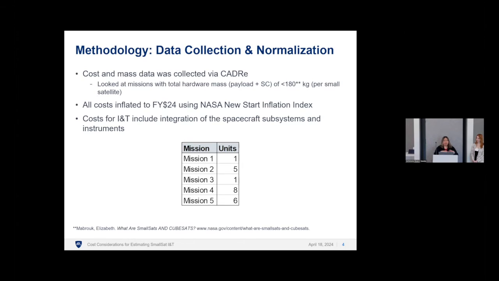We then normalized all the costs into fiscal year $24 using the NASA New Start Inflation Index. And because the cost data was sort of not uniform, we had to normalize that as well. So we pulled all the INT costs into a single line item. So the INT estimate includes both spacecraft subsystem INT costs and instrument INT costs as well. Those were separated out in the data. We had 5 missions that we were able to collect data on, and 2 of them were single unit missions, but 3 of them were constellations of 5, 8, and 6 spacecraft.